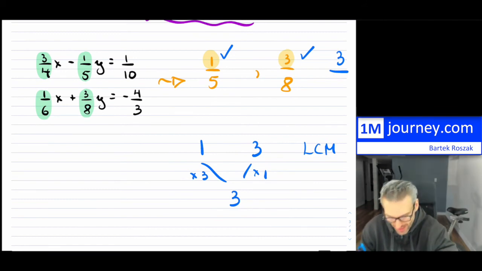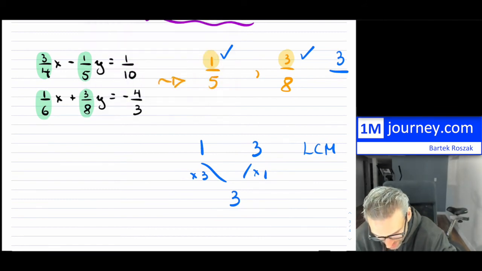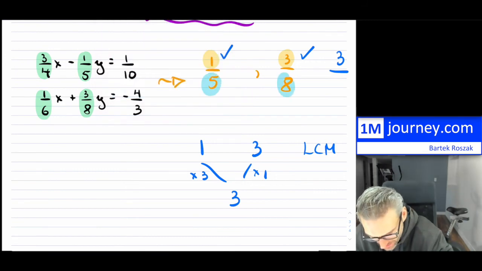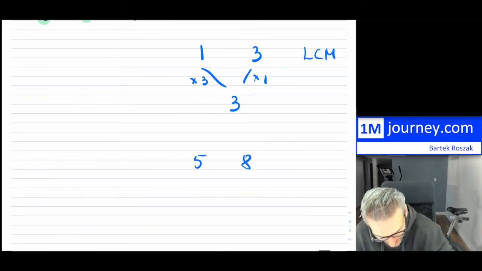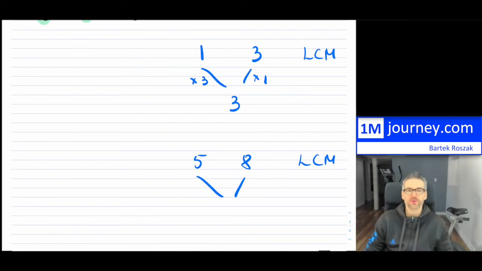Now, what if, because it's a fraction, I don't have just the top, I also have the bottom. This one, 5 and 8. So what I ask now is, between 5 and 8, what is the lowest common multiple? Between these 2 numbers.